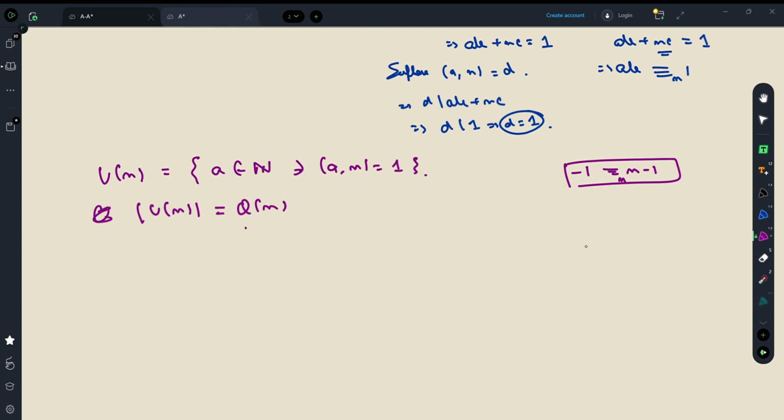Obviously, what is the order of U_n from here? So it is basically the number of elements co-prime to N. So it's indeed phi of N, where phi is the Euler totient function, which counts the number of elements below, smaller than N and co-prime to N. Euler totient function, right?